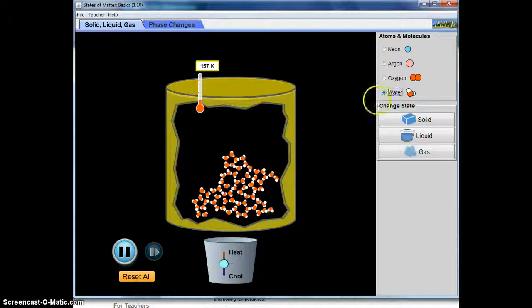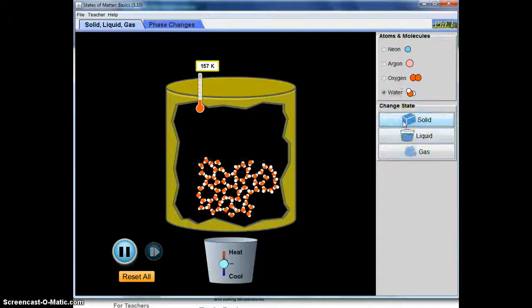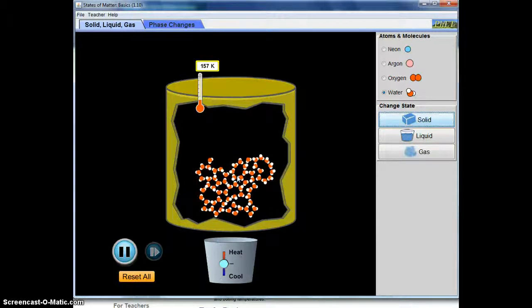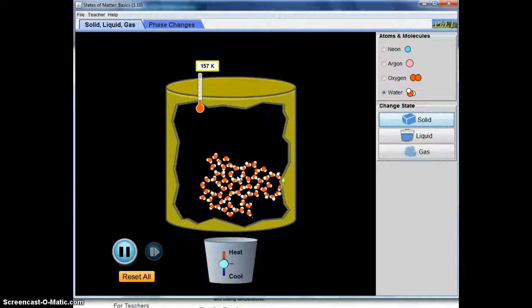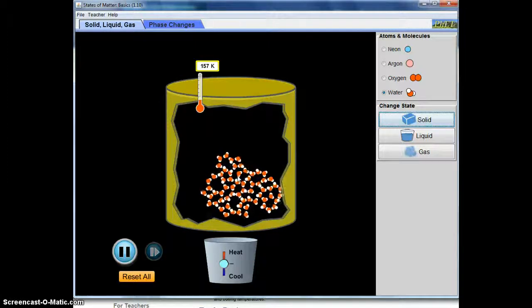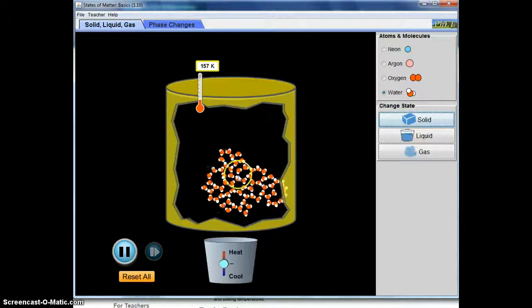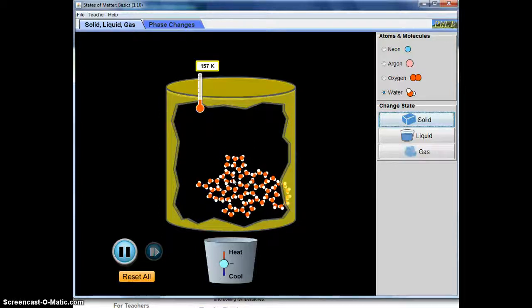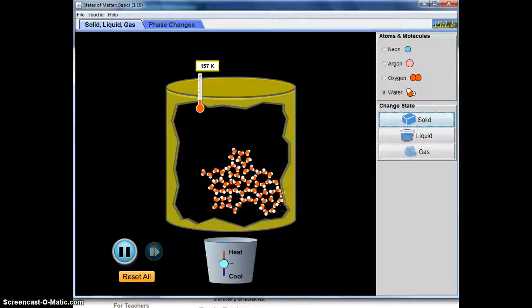Also on the right here, I can click solid and put it in the solid state, and you can see that the molecules are close together. They're in a particular lattice shape, a particular arrangement because of the polarity of the water molecule. That might be beyond what we're talking about in middle school, but it's a solid, and you can see that it's very tight and they're vibrating.